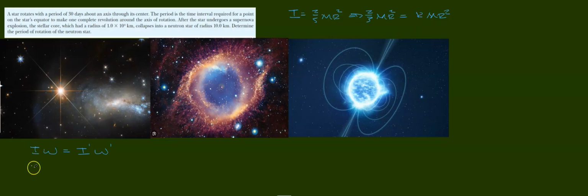So moment of inertia initial, whatever, k times the mass of the star times the radius initial squared, and then omega. All of this is initial. And then we're going to have the same distribution k, same mass, a different radius. So this is radius prime squared, and then omega prime.